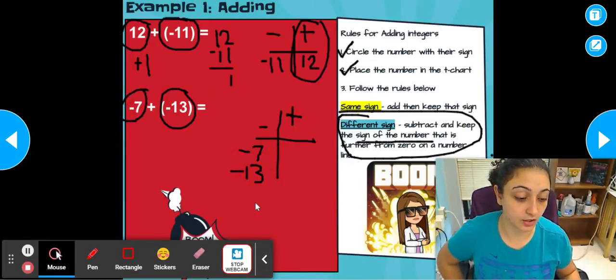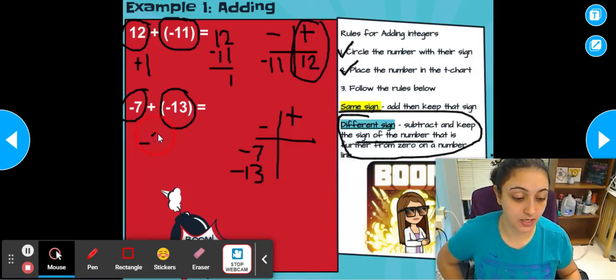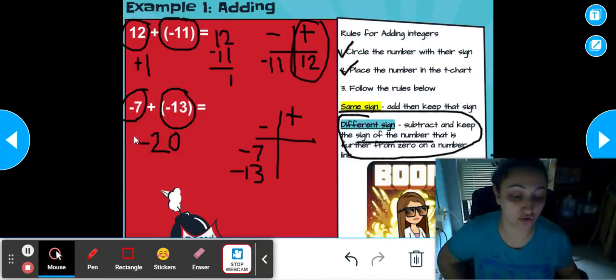All right, now let's take a look. It says here that if they have the same sign, which they do, then you add them and you keep that sign. So negative 7 plus negative 13 would be negative 20. Keeping that same sign, we're just adding the integers.